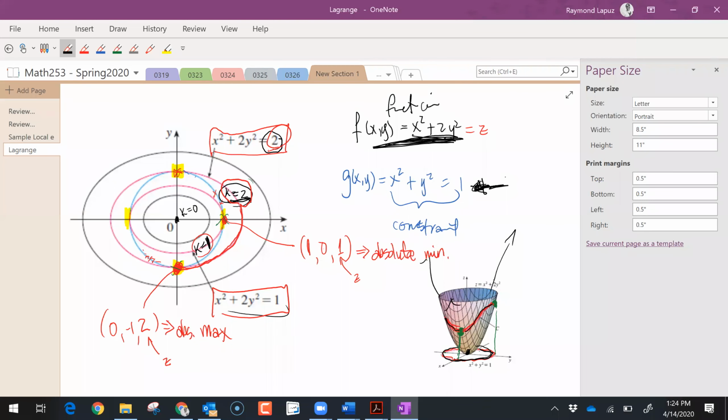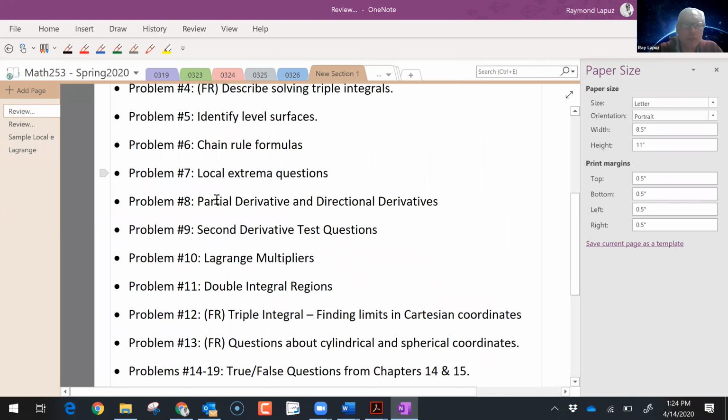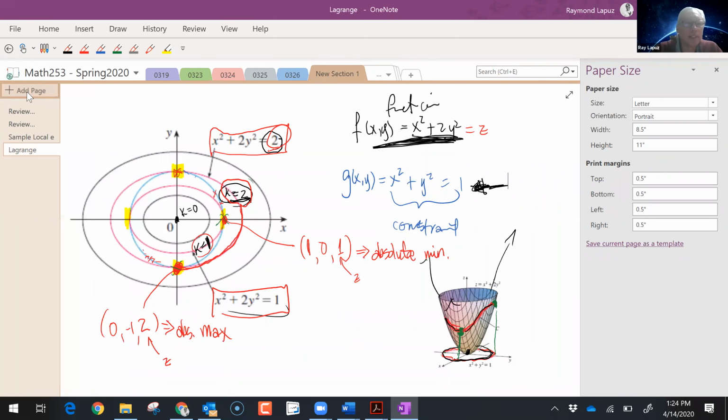All right, so those are just second derivative test questions. The local extrema question is looking at the level curve. And the Lagrange multiplier is also looking at the level curve. I think the partial derivative and directional derivatives are also looking at level curves. So let's take a look at one of those problems. So Lagrange.